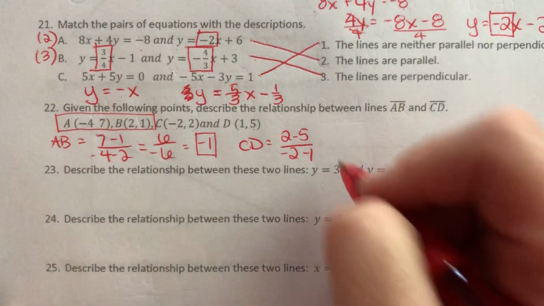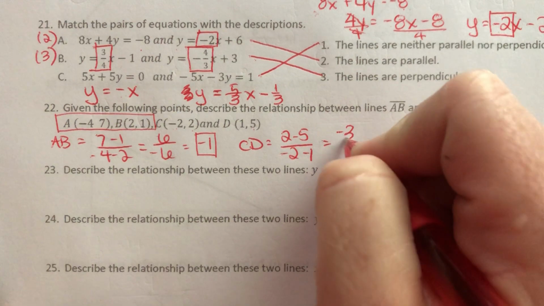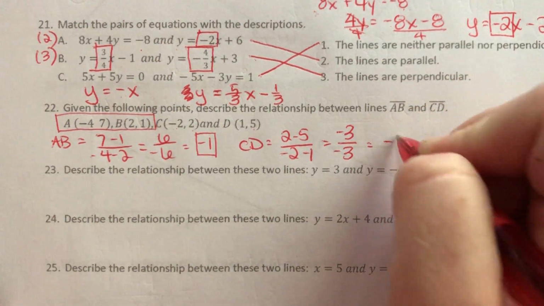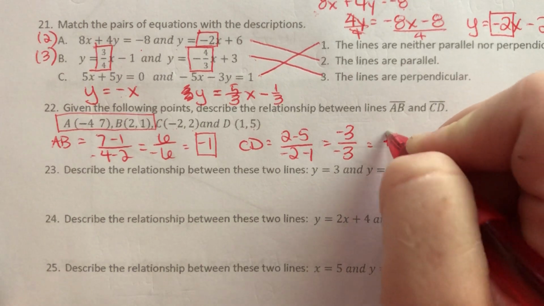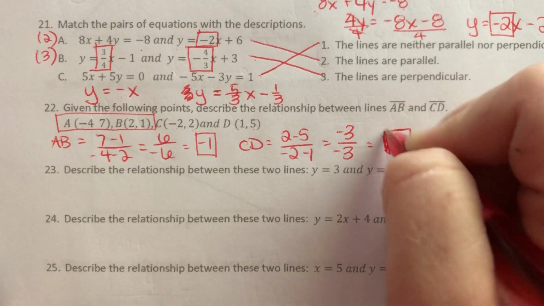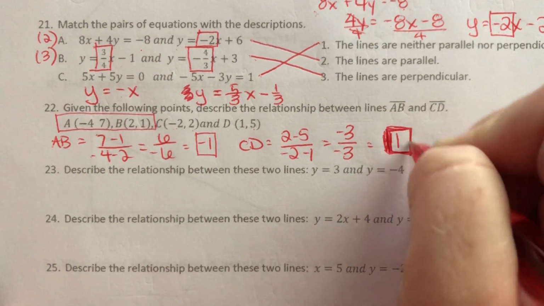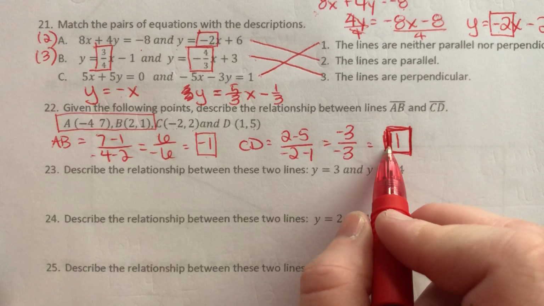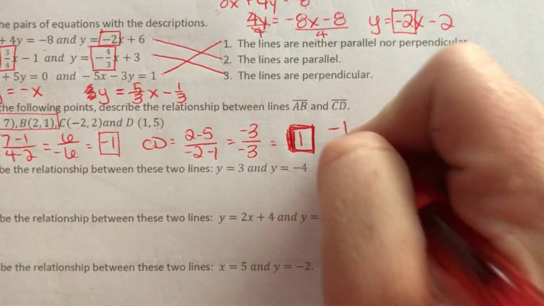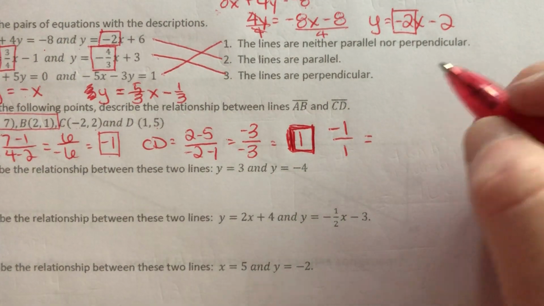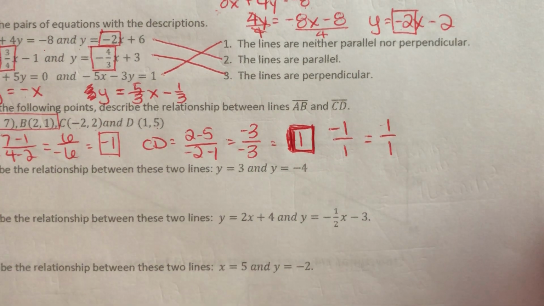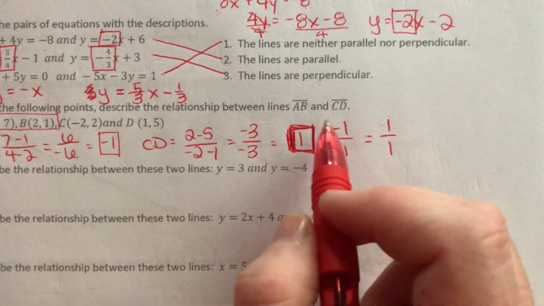Doesn't matter. Okay, so 2 minus 5 is negative 3. Negative 2 minus 1 is negative 3. Negative 3 over negative 3 is, oops, that was a bad mistake, positive 1. Positive 1, not negative 1, positive 1. So what's the relationship between negative 1 and positive 1? Well, aren't they negative reciprocals, right? Negative 1 over 1, if I flip it upside down and change the sign in front, doesn't it become positive 1 over 1? Yep, so these are perpendicular lines.